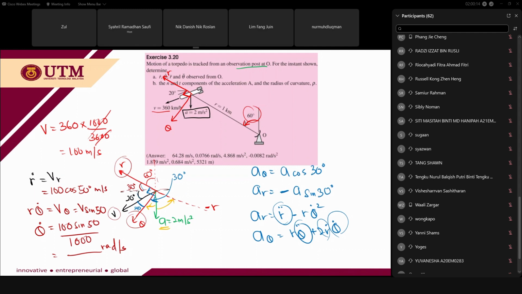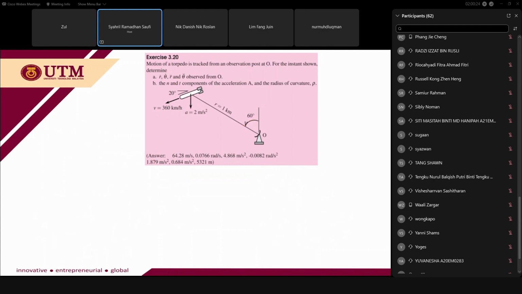Okay, so we go on to question B. So question B is the normal component of acceleration A and the radius of curvature. The question should provide the curvature actually. But then we know this is V, so tangent to the curve is, the curve should look like this. Okay, so this is the curve.